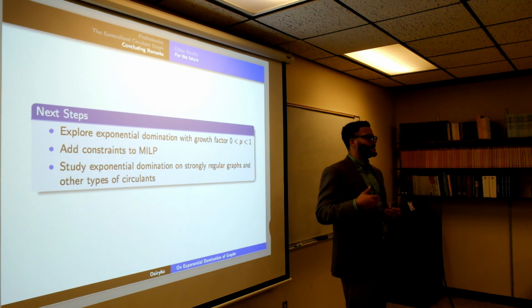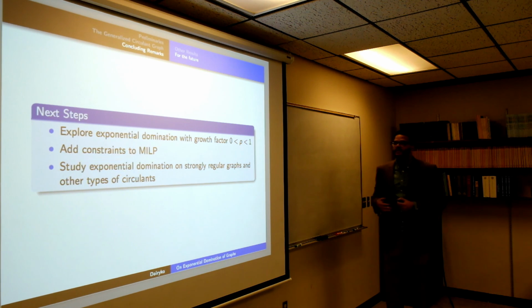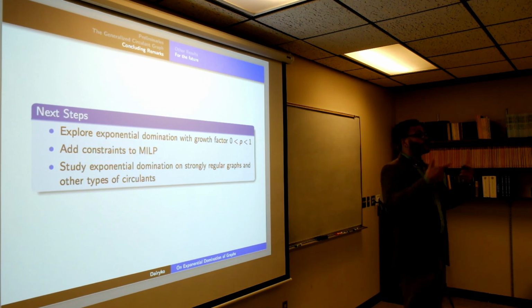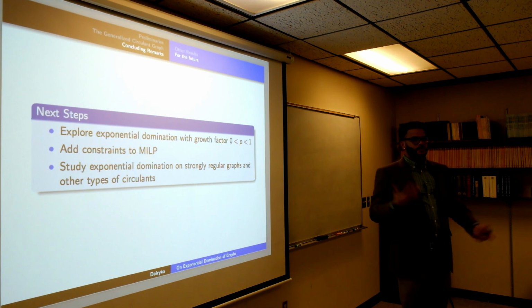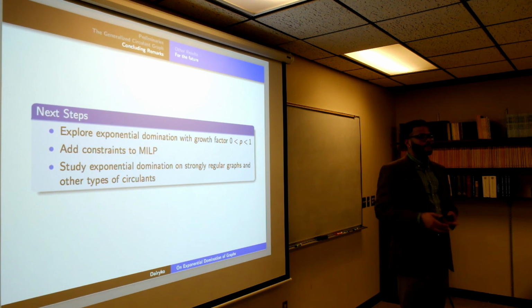Another thing I think would be interesting would be to study exponential domination on strongly regular graphs because they have nice distance properties, or to look into other types of circulants. For the generalized circulant graph, the non-porous and porous exponential domination numbers were equal. I want to know, is that true for all types of circulants, or is there some property just with the generalized circulant graph that makes that happen?